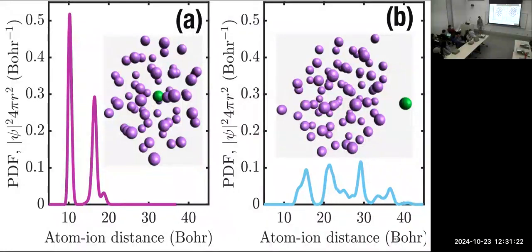This plot over here is just showing the probability density for the atom-ion distance for each of these two clusters. For the first cluster, since the ion is in the center, the atoms are forming different shells around the ion, and so these peaks correspond to the different radii of the shells that the atoms are forming. Whereas the one on the right has an atom cluster with an ion on the outside, and the peaks in the atom-ion distances are more spread out, simply because the atoms have several different distances from the ion on the outside.